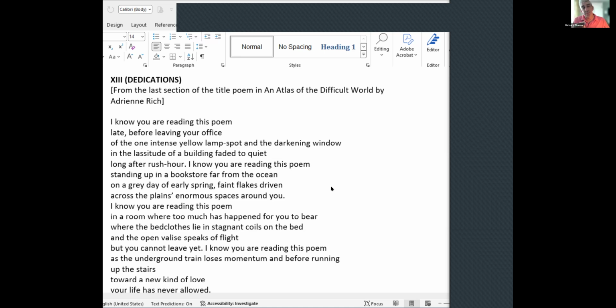Anyway, when you read this poem, notice how, instead of describing her landscape, her setting, she dives into the imagined spaces, or not even imagined, the spaces that maybe they've shared together. So here, the poet puts themselves almost in the body of the recipient. "I know you're reading this poem before leaving your office, of the one intense yellow lamp spot in the darkening window and the lassitude of a building faded to quiet long before rush hour." There's this omniscient power that's really interesting. Again, another way to skin the letter poem, so to speak.